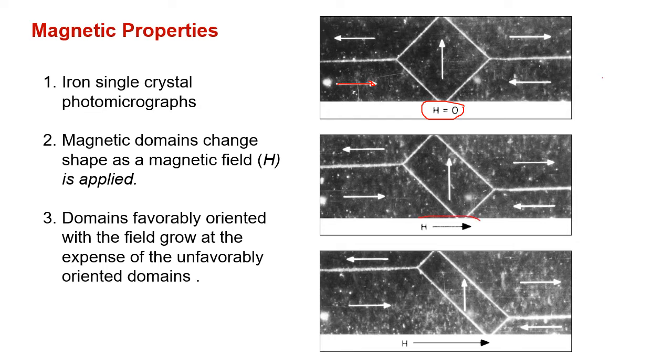When we apply the magnetic field in this direction, the domain with the dipole moment in the same direction as H will start to grow, and when we apply H in the same direction, the domain with the same direction dipole moment will enlarge, and this process will continue until all the domains are following the direction of the magnetic field.